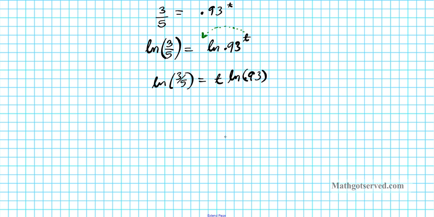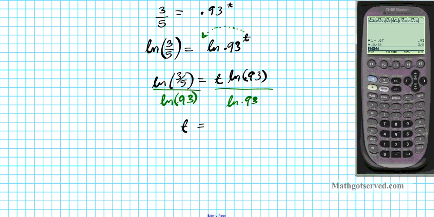Okay, and then to finish this up, we'll divide both sides by the natural logarithm of 0.93. So t is going to be what you get in your calculator when you plug in this ratio right here. Okay, so we get our calculators.